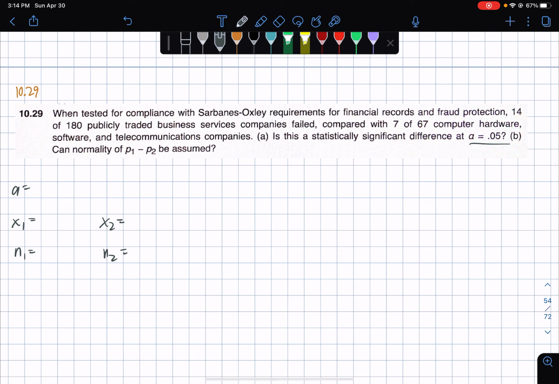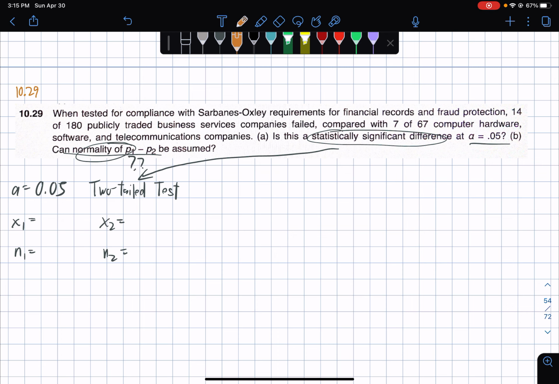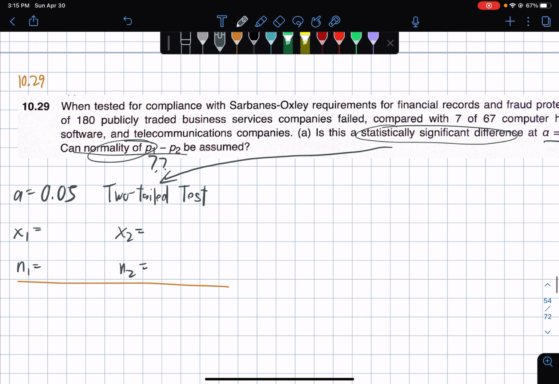Okay, alpha is equal to 0.05. Is this a statistically significant difference? So this is ultimately a keyword for a two-tailed test. Normality, not sure, I can't answer this part yet. But for the test statistic, that's what I'm after, as well as the four steps that we do in hypothesis testing.